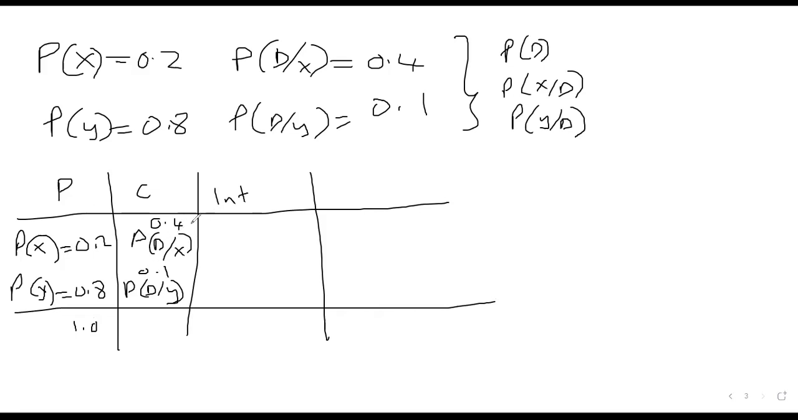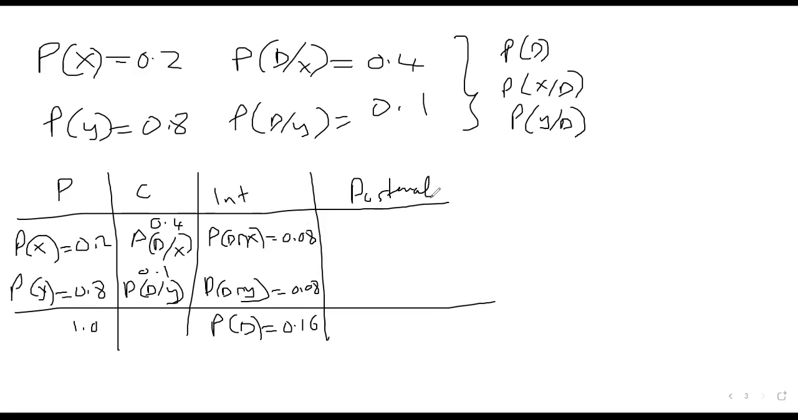When we multiply this, we get the intersection. So this will be D intersection X. This will be D intersection what? Y. When we apply these two, this is 0.08. Apply this, it is also 0.08. So when you total up here, the common letter is the probability of D, which is 0.16.